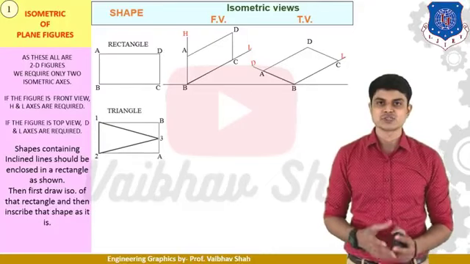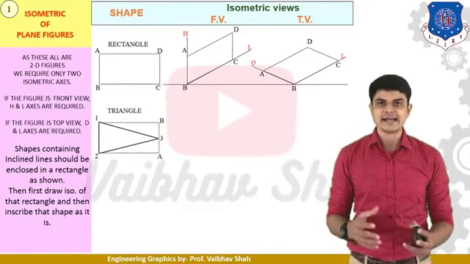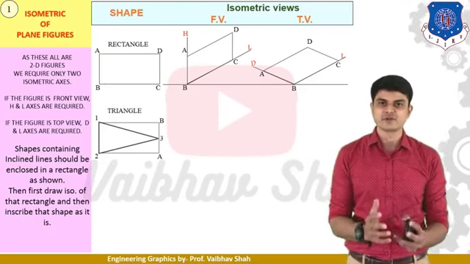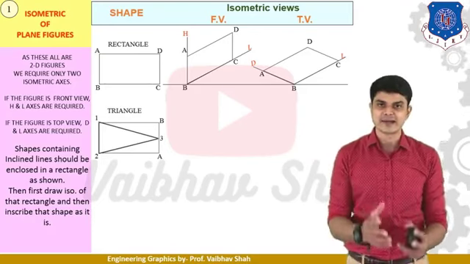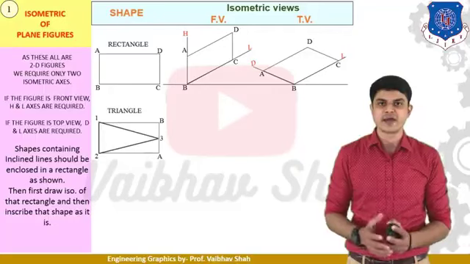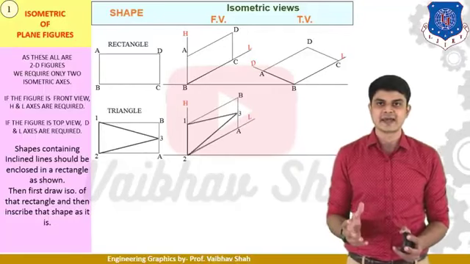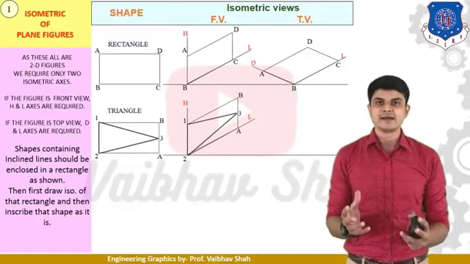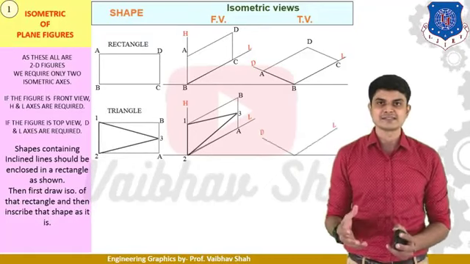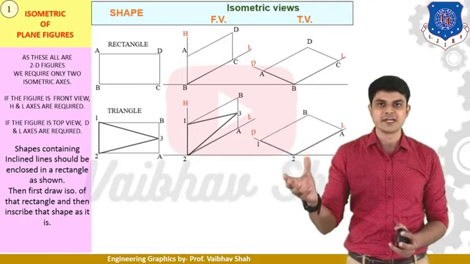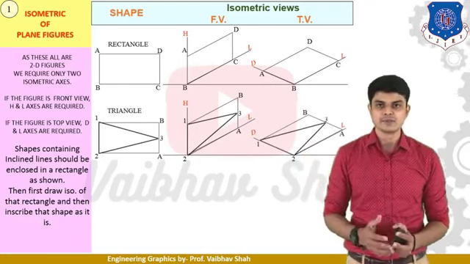So let us first enclose this triangle into the rectangle, and thereafter we will be following similar procedures. We will draw the rectangle first for the isometric views, and then in those rectangles we will specify our triangle. So let us draw this first rectangle, and thereafter indicate the triangle by finding and locating the points. Thereafter let us draw the top view of this rectangle, and locate these points with the help of your rounder.